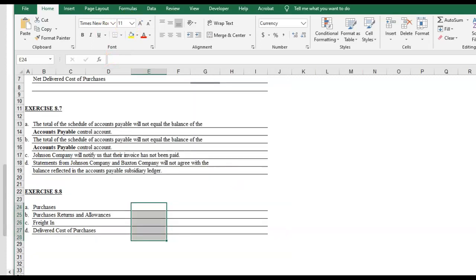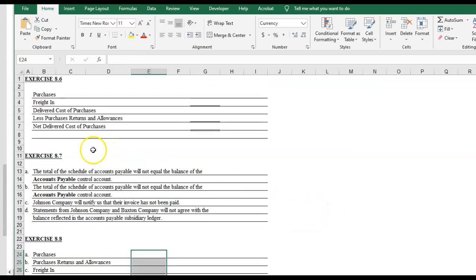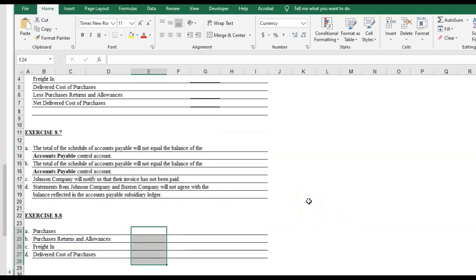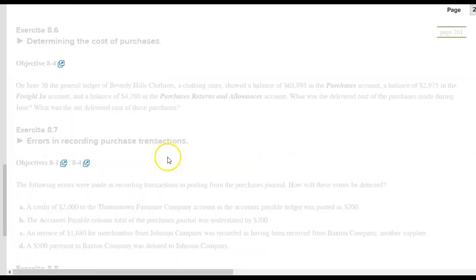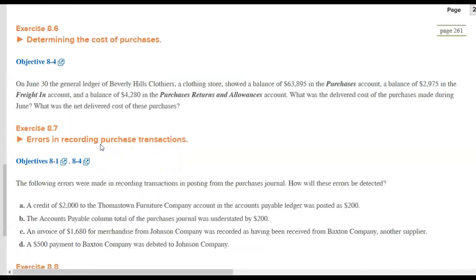Please move on to the last set of exercises. 8/6, 8/7 I left for you to read through, so you didn't have to type it all out. We're going to do 8/6 and 8/8. Okay. I have to go back to the book and read what 8/6 wants us to do. Let's see what I have in my textbook here.